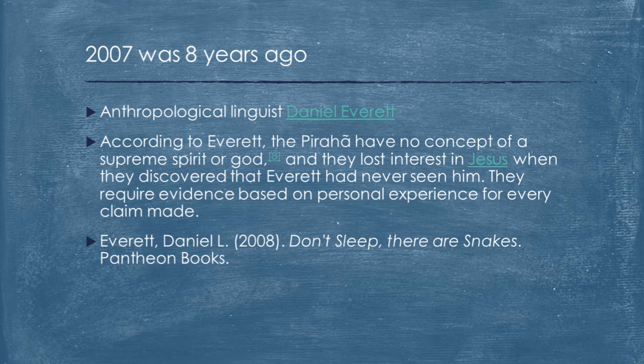That article was published in 2007, which means it was probably written in 2005, 2006, which is getting on 10 years ago. And since the 2007 publication of this article, there's been more research done. According to Dr. Everett, the Pirahã people have no concept of a supreme spirit being or God. And that is because of the way that they set up their culture. If you have not seen it directly, or your most immediate, like your father saw it, maybe your grandfather, then it doesn't exist. Because if you don't have trustworthy eyewitness testimony that is within your lifetime, that doesn't count as evidence. And so these people have no idea of a God.